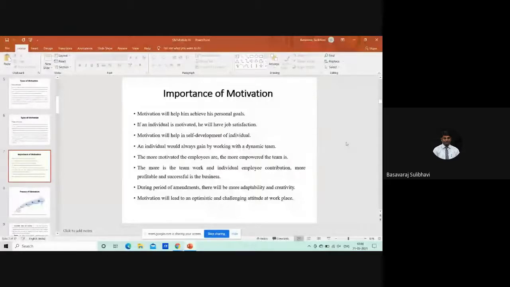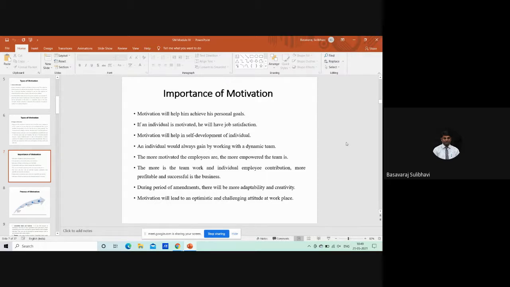So it says that if the employees are highly motivated and satisfied with the job, I think they can be very good in working in teams. And obviously, if everybody is motivated, the team is going to be empowered. A stronger and stronger team can be developed in the organization, where that team can help the organization take its objective to the next level. Fine. So we have the next one: the more the teamwork and individual employees' contribution, the more profitable and successful the business is.